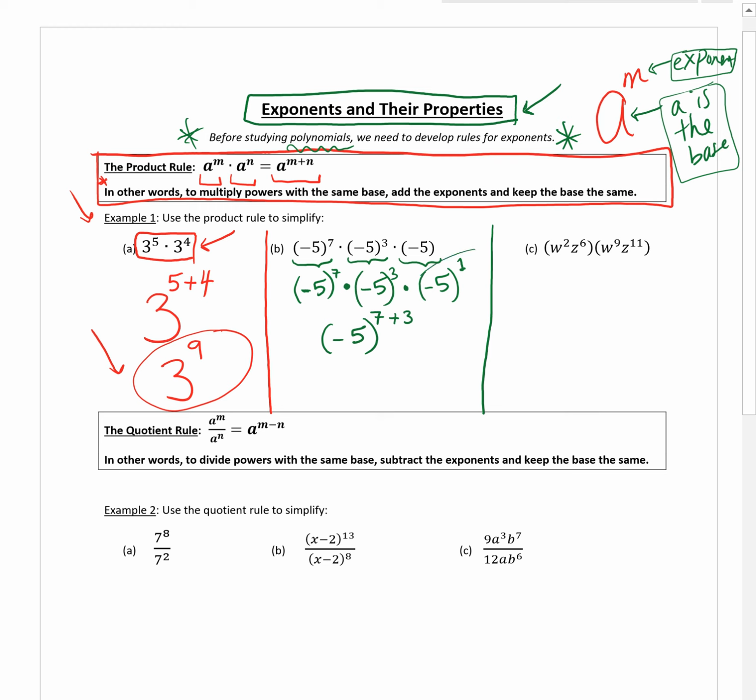And this is where it's good I wrote this guy as 5 to the 1 power, because I'd be thinking, okay, plus what? Do I have to add anything else, or would I forget to do anything? You have to add the plus 1, because that really makes a difference. And if I add all those exponents together, 7 plus 3 plus 1 is 11. So it should be negative 5 to the 11th power.